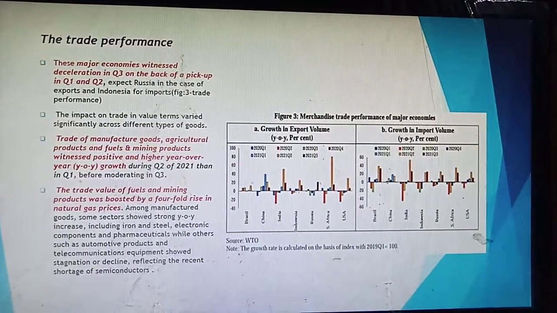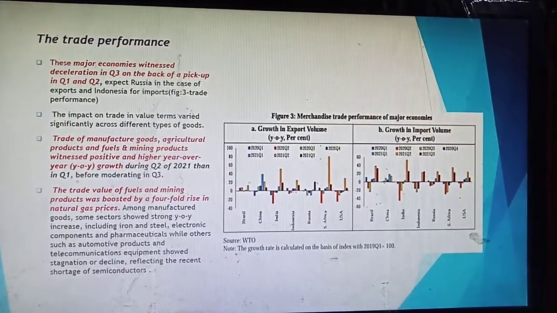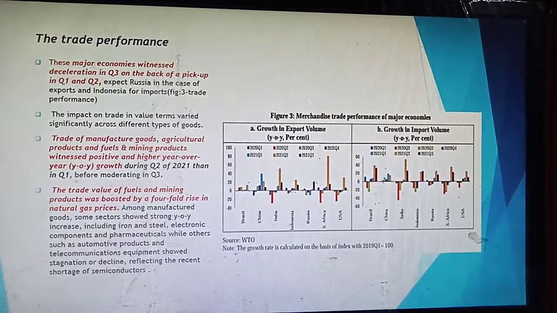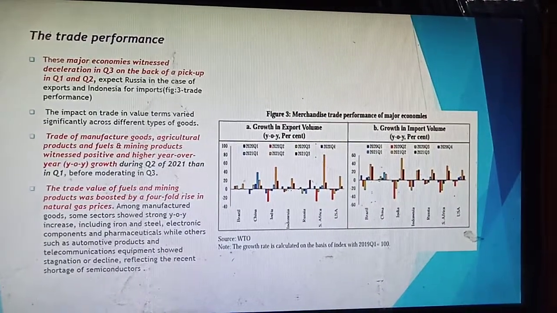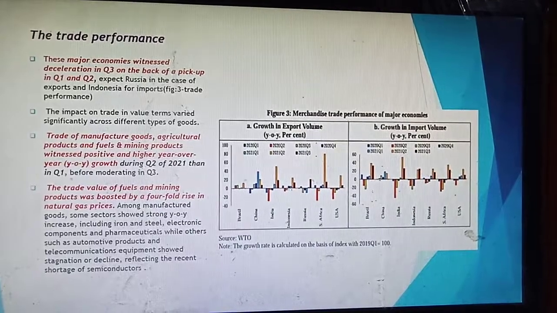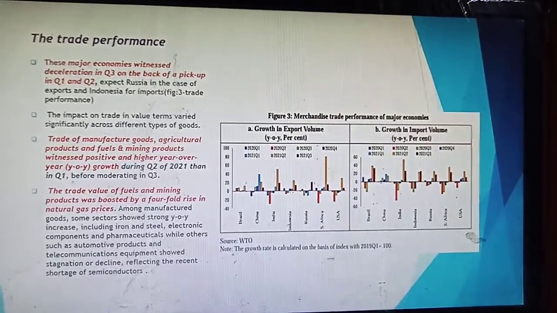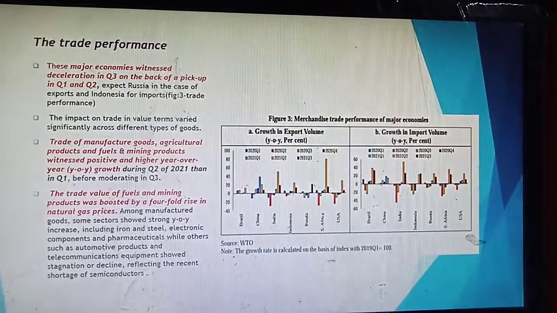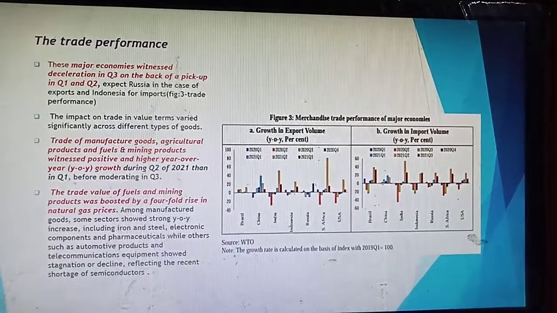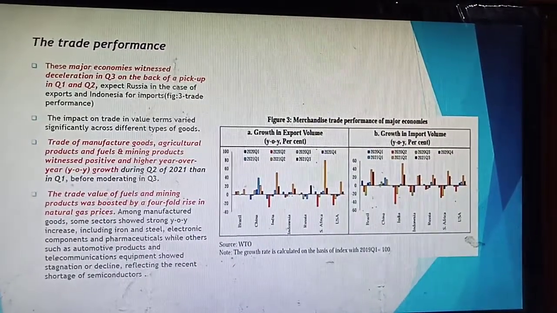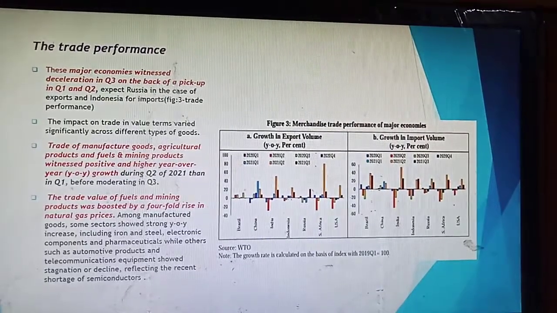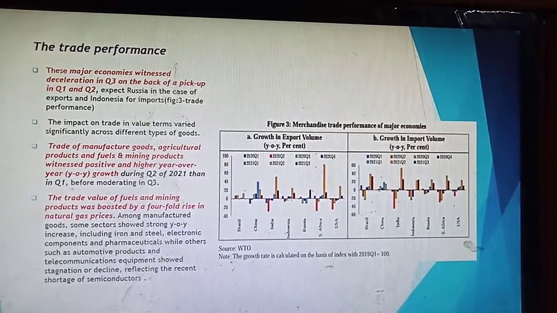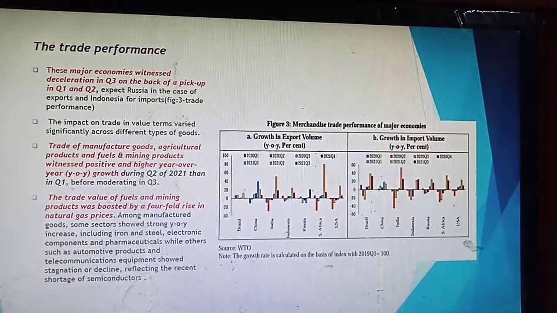And this is the trade performance of the Economic Survey. The major economies witnessed declines in quarter 3 on the back of a pickup in Q1 and Q2, that is quarter 1 and quarter 2, except Russia in the case of export and Indonesia in the case of import. This is the data given in figure 3, trade performance.